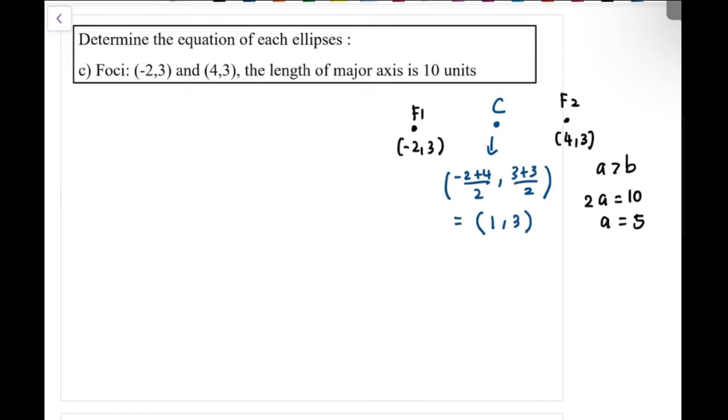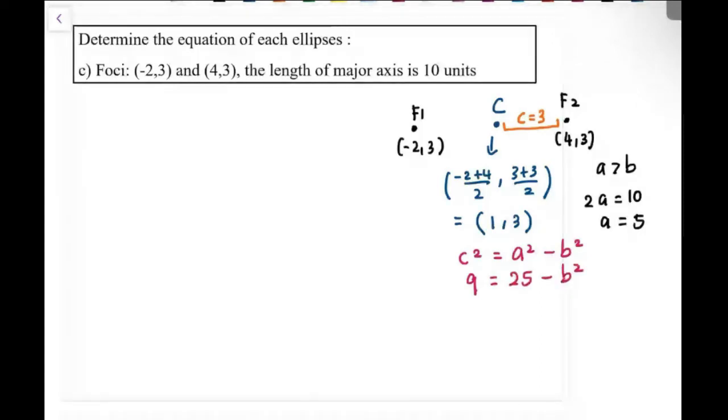Alright. The distance between the center and one focus would be small c. Remember, c in this case would be 3. Jarak dia tu kan, 1, 3 pergi 4, 3. A is 5. A is major. So, in order to find c squared, it is A squared minus B squared. Sebab A yang lagi panjang. So, c squared is 9. A squared is 25. B is what we need to find. So in this case, B squared would be 16.